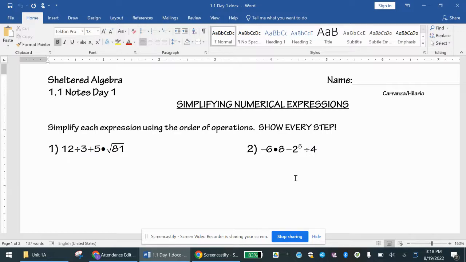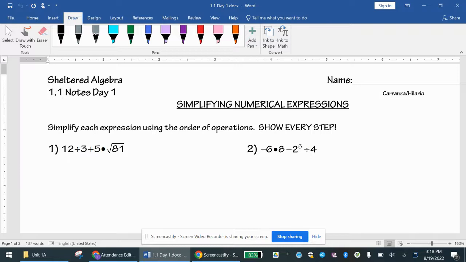Today we're going to be using something called G.E.R.M.D.A.S, which is the order of operations. It's like your recipe for success if you want to get problems correct when they ask you to simplify an expression. G.E.R.M.D.A.S is my version of PEMDAS, which is something you should be familiar with.